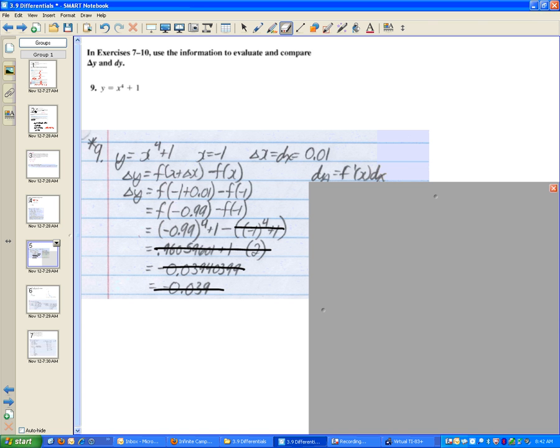Minus f of negative 1. So minus parentheses. Now, what's f of negative 1? Well, it'll be negative 1 to the 4th plus 1.